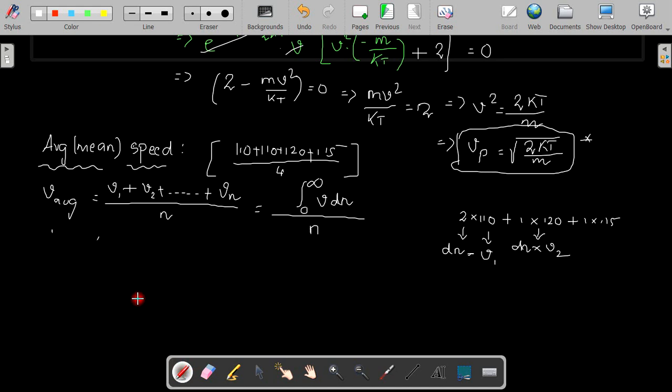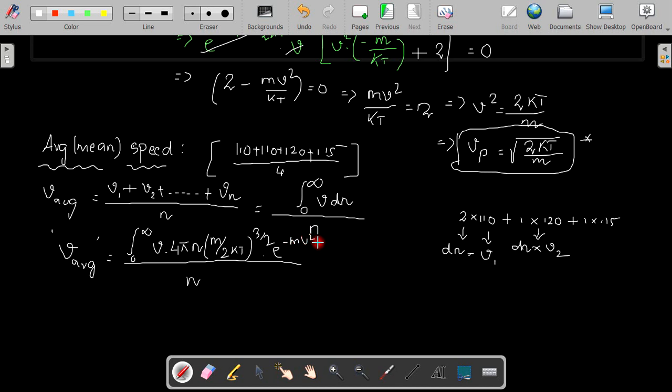So what we can do is find out the average speed. So v average is equal to, we are going to integrate it, so let me divide it by n here, and then integrate from 0 to infinity, v is there, so I will keep it v, and dn we are getting from the Maxwell-Boltzmann distribution. We can write it down as 4 pi n into m by 2 kt whole thing to the power 3 by 2 into e to the power minus mv square by 2 kt into v square dv, right.